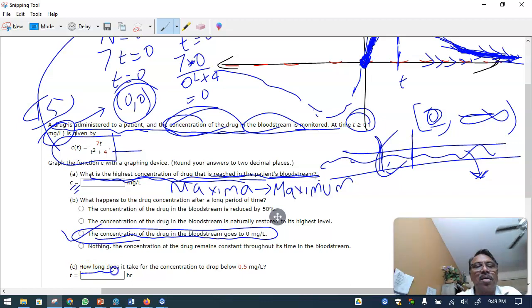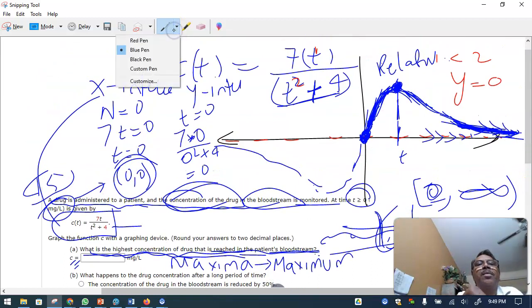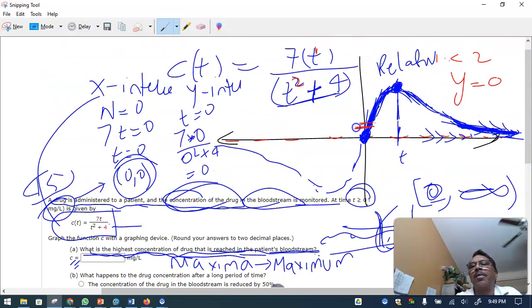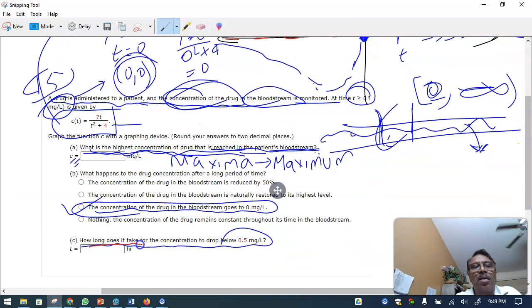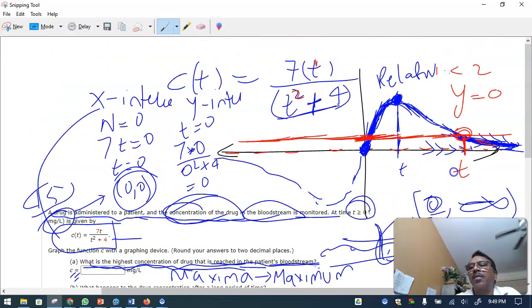And there's one more question: how long does it take for the concentration to drop below 0.5? That means we need to know where 0.5 is, somewhere here. If I draw a line, c equals 0.5, we want to know this point here. Once you know this point, then it goes down. So the question is, how long does it take for this to go down? That means we have to find this part. What is this t here?